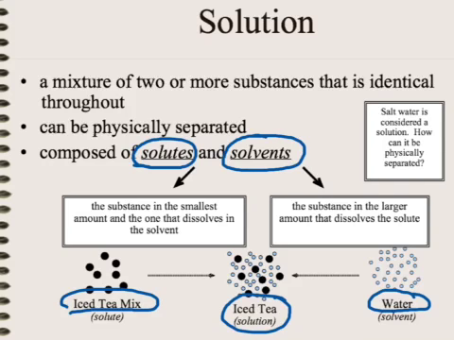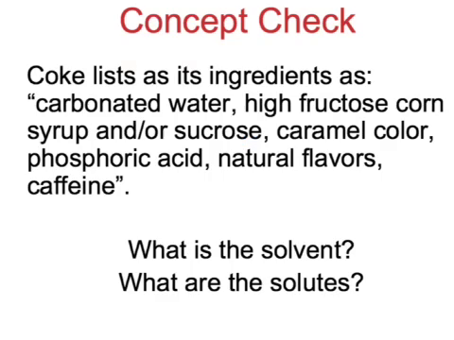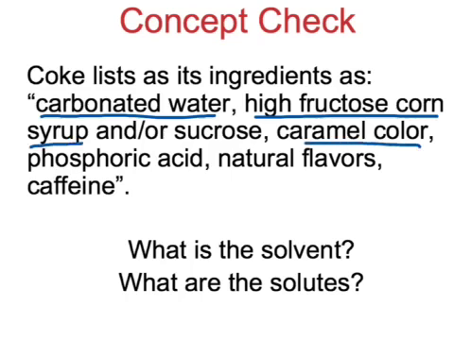Another example is salt water, and salt water is a mixture of water with a whole bunch of salty stuff, and the salty stuff is going to be your solute in that case, and the water is your solvent. So let's say you look at the ingredients on a can of Coke, and it lists the ingredients as carbonated water, high fructose corn syrup, caramel coloring, etc. In the case of Coke, what is your solvent, and what are the solutes that you find in Coke?